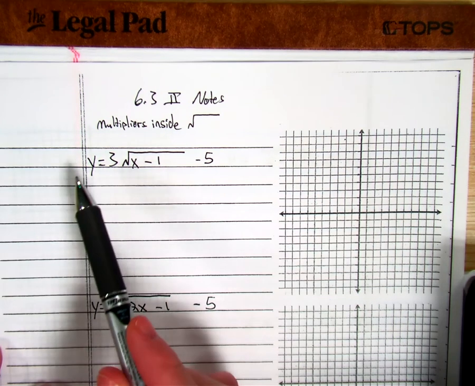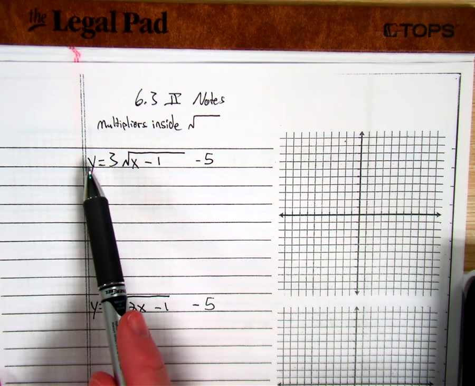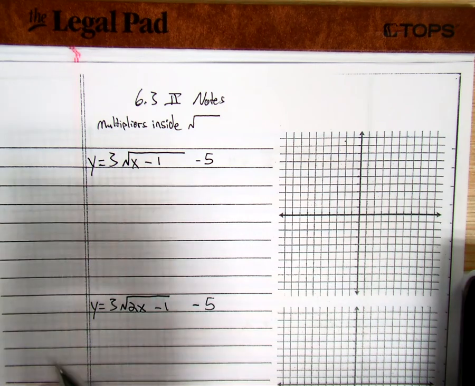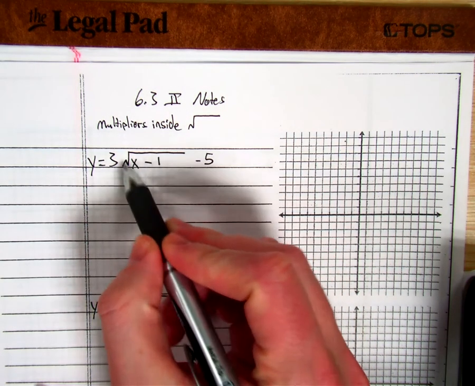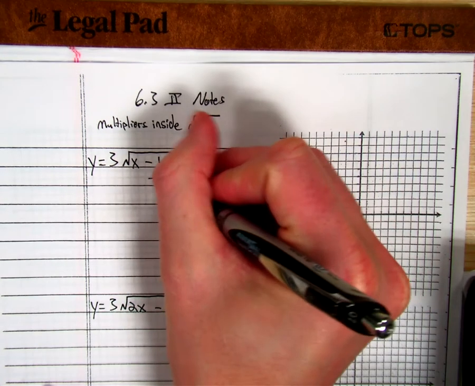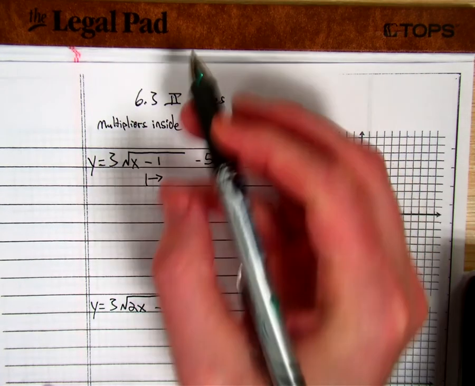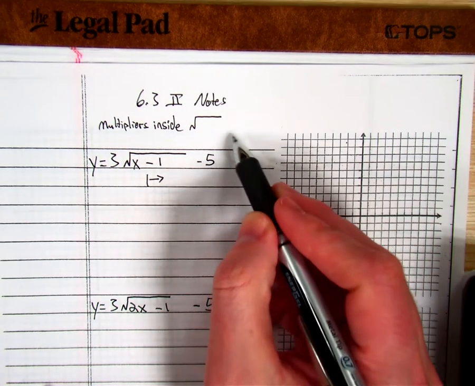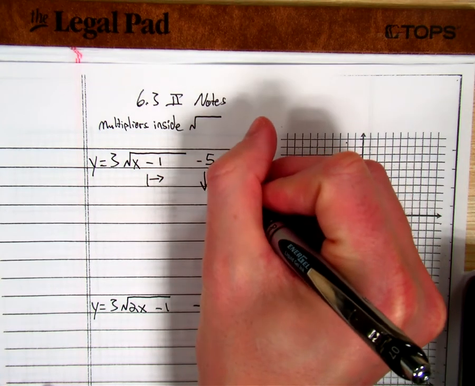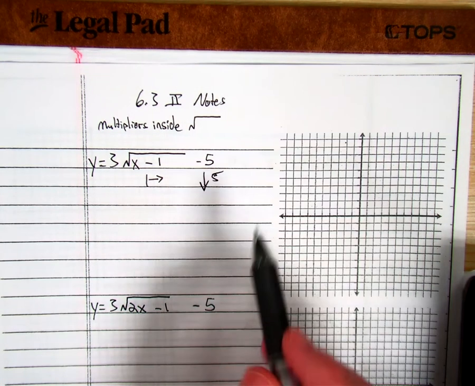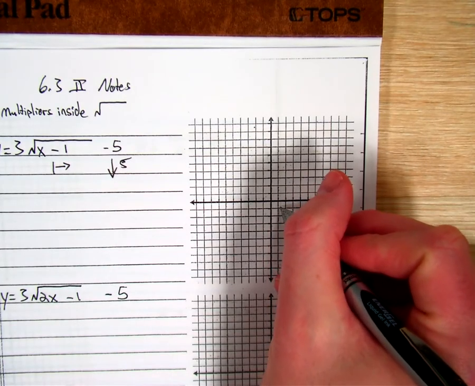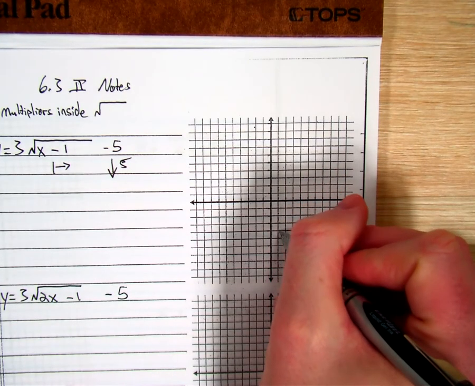Okay, our first problem here is just a recap of where we finished up yesterday, day 1, with the multipliers on the outside. We know that anything on the inside is going to move left and right, and it's going to be opposite. So we're actually going to be 1 to the right. The outside is going to control up and down, and that's the same as what your brain would naturally think. So a minus 5 is going to move us down 5. And that's our start point. 1 to the right, 5 down. 1, 2, 3, 4, 5.